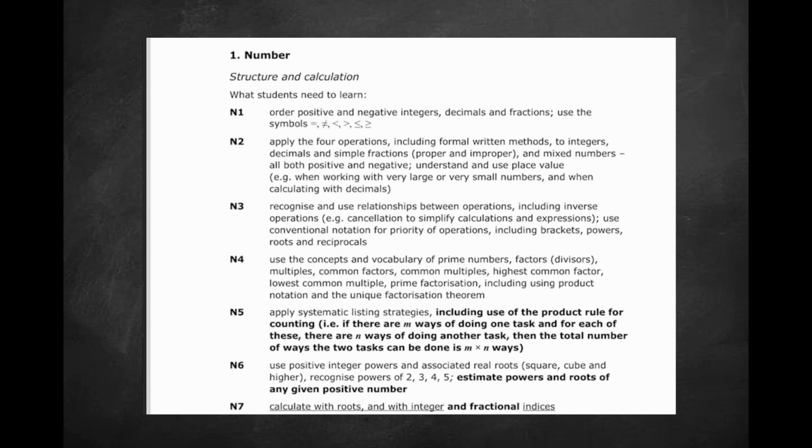So, looking first at structure and calculation, the first point on the syllabus is order positive and negative integers, decimals, and fractions. Use the symbols equals, not equals to, less than, greater than, less than or equal to, and greater than or equal to. Now, these will often be the first marks on the paper, only worth 1 or occasionally 2 marks, but still important at the end of the day and can be easy to slip and make mistakes on. So, I've got a couple of examples here for you.